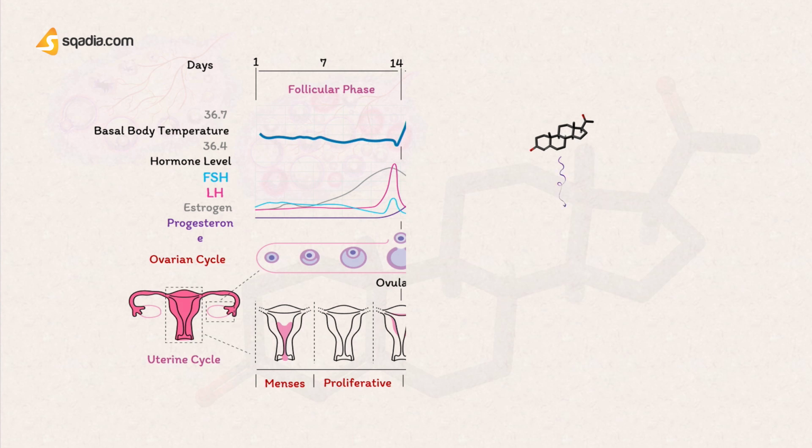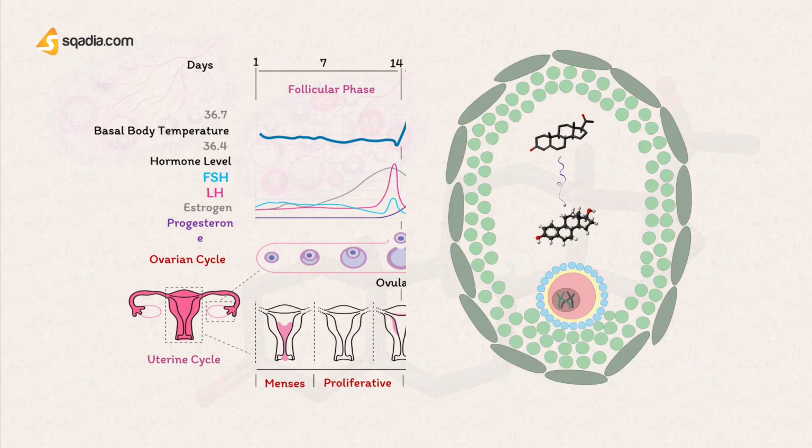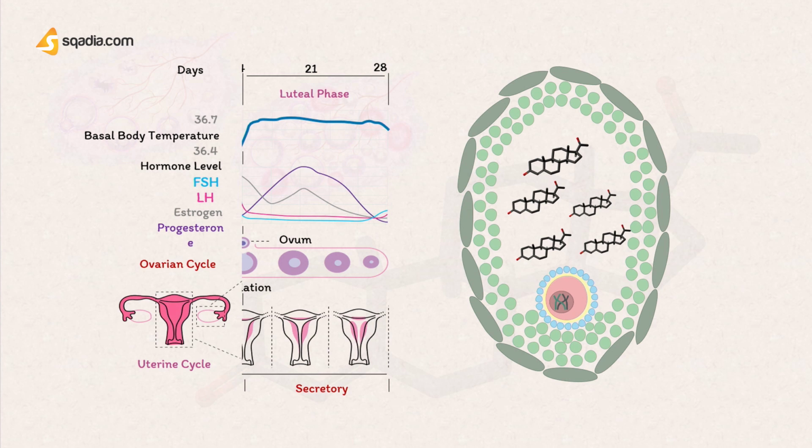Estrogen is basically produced by the conversion of testosterone and progesterone in the body into estrogen. And in the later half of the ovarian cycle, that is the luteal phase, large amounts of progesterone are produced in the body, which then enters into the blood via the plasma membrane.